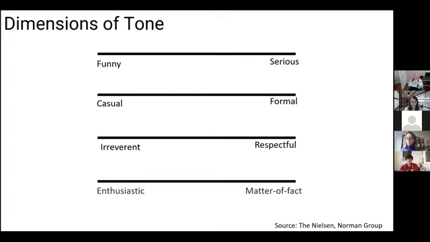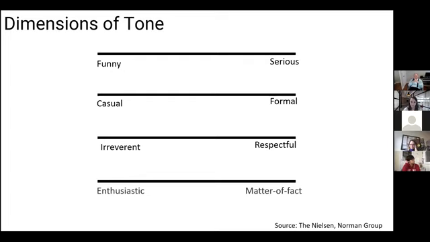Nielsen Norman came out with four dimensions for tone. Now, they did this, as far as I can recall, pretty much analytically. They didn't do factor analysis or anything like that. They did just a lot of Googling and came up with words and then figured out that these work. And they seem to be pretty good to me. So these are dimensions, and you can be anywhere on these dimensions, and you can use these dimensions independently. So you can go from funny to serious, casual to formal, irreverent to respectful, and enthusiastic to matter of fact. So you can be funny, formal, irreverent, and matter of fact, potentially, or any combination of these, and you can drop anywhere on these.